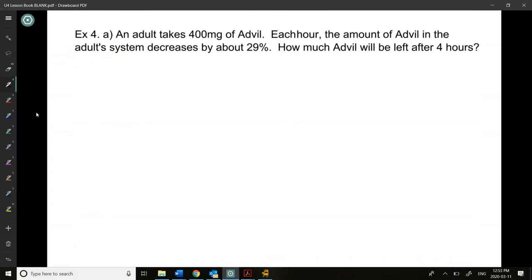All right. An adult takes 400 milligrams of Advil. Each hour, the amount of Advil in the adult system decreases by about 29%. How much Advil will be left after 4 hours? Okay. What do we know? Or what do we not know? Sheila? Well, I know B, if I'm right. 71.